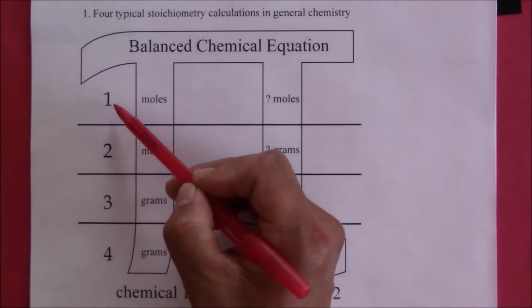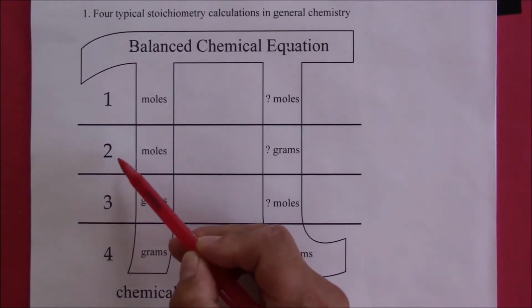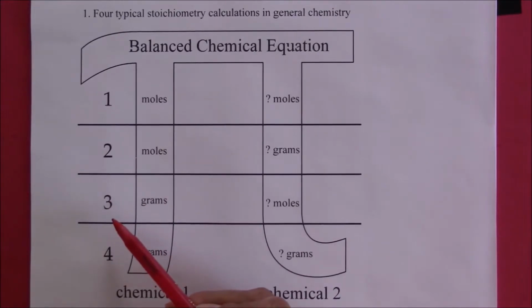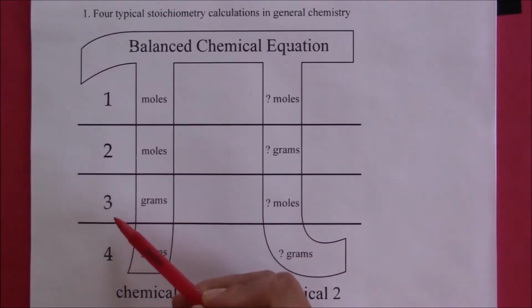The first kind of stoichiometry calculation is the easiest one. It only needs a single-step calculation. The last kind is the most difficult calculation. For all 4 typical stoichiometry calculations, it needs at least 3 steps to finish the calculation. The second kind and the third kind are similar to each other. They are less difficult than the last kind, but they are more difficult than the first kind.